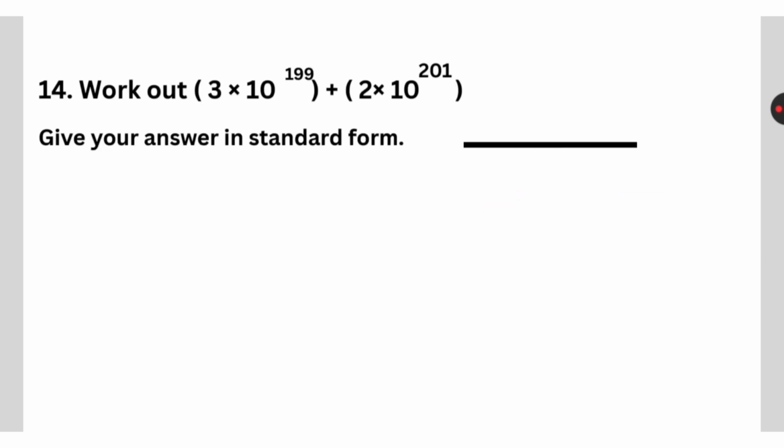So let's go to the next one. Work out 3 times 10 raised to the power of 199 plus 2 times 10 raised to the power of 201. You have to give your answer in standard form.